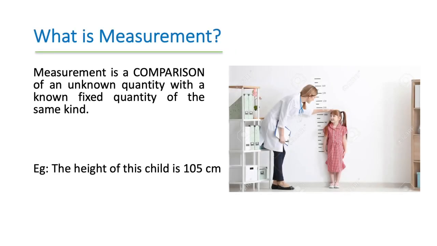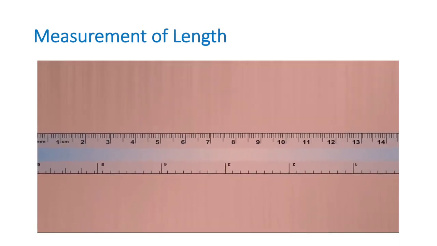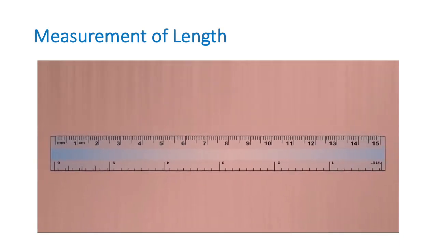So, what is measurement? Measurement is a comparison of an unknown quantity with a known fixed quantity of the same kind. For example, the height of this child is 105 centimeters. Here, we will learn to measure length using a ruler.